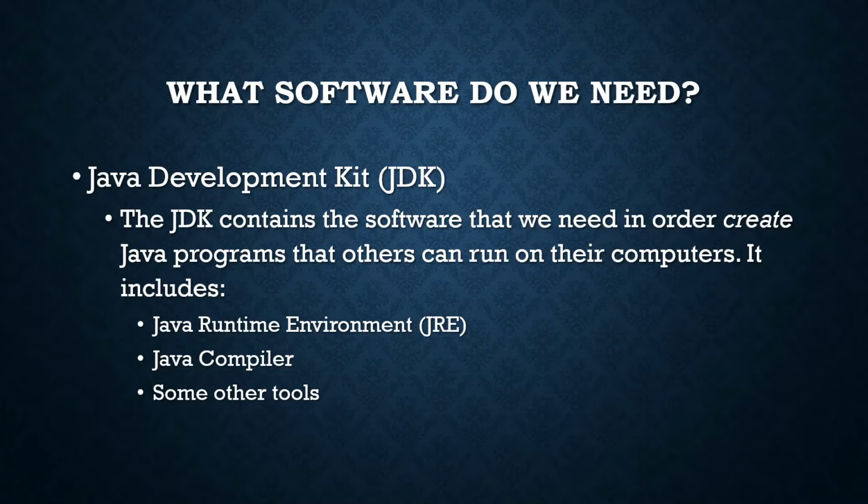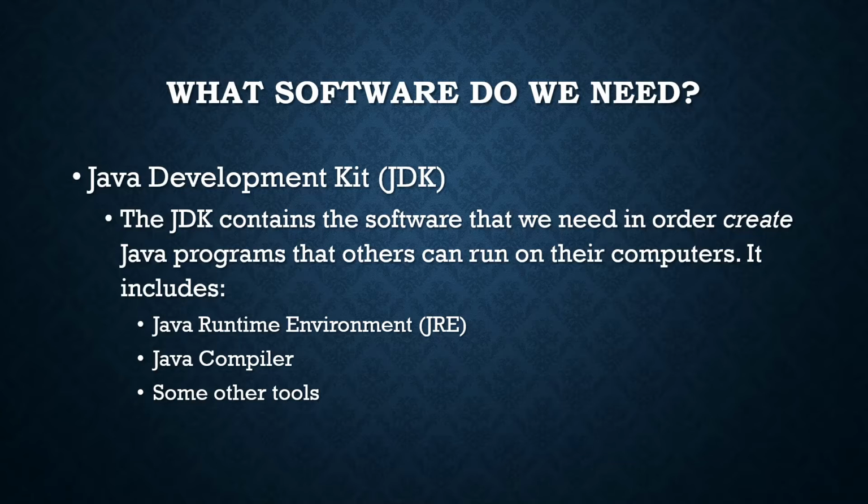So what software will we need? It can get kind of confusing when people go to download Java their first time because there's lots of different options when you get up there. We are going to need something called the Java Development Kit, the JDK. The JDK contains the software that you need in order to create a program so that other people can run it on their computers. Okay.